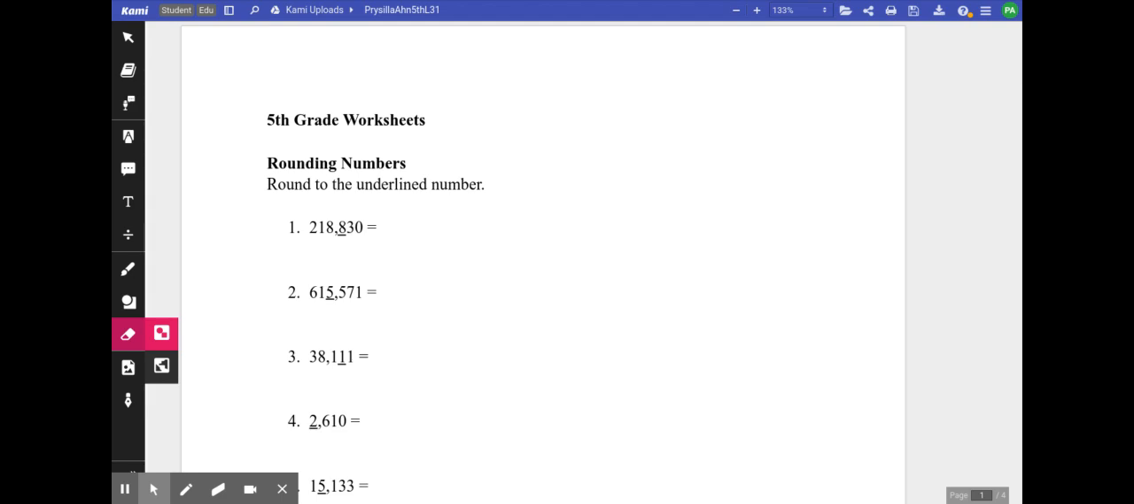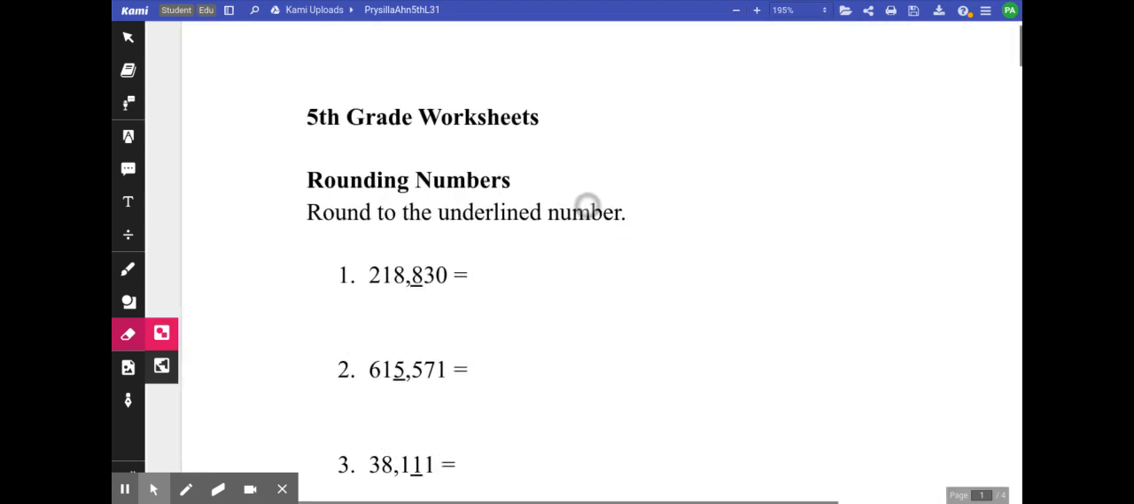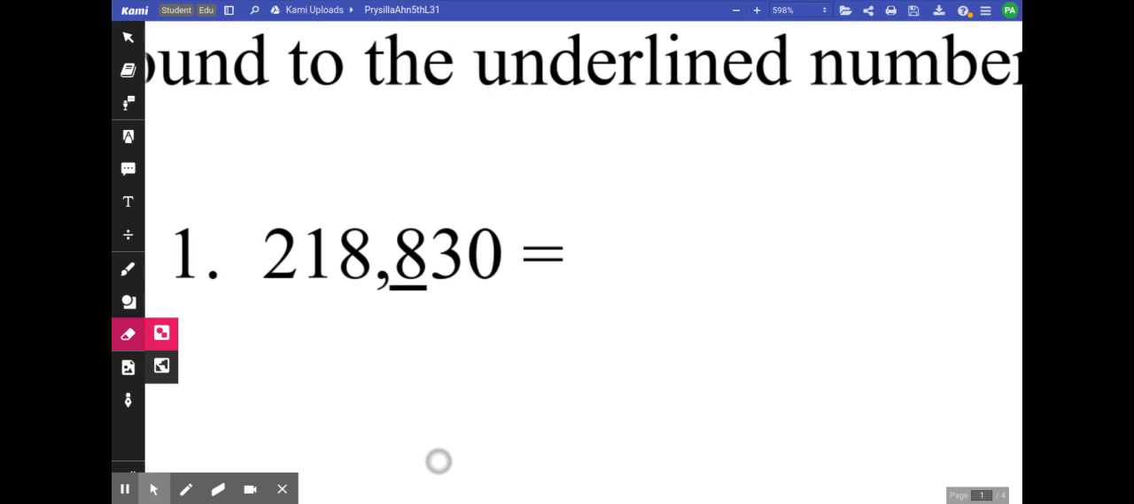Hey guys, so we're going to start off with rounding numbers for today's fifth grade worksheets. Rounding numbers is very simple, but just to recap, whatever number we are rounding, you always have to look at the one number to the right and determine if you are going to change the underlying number up one or just keep it the same. Remember, if the number is 5 or greater, you change it up 1. If it's not, you keep it the same.